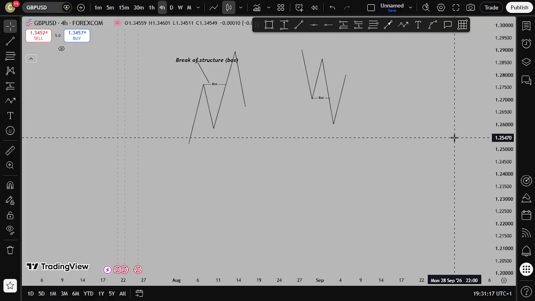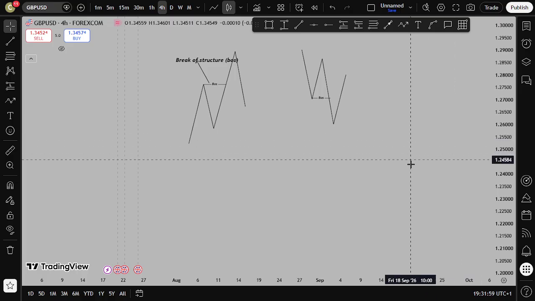Now, what is change of character? You guys might have seen it a lot. Imagine price is making higher high, higher low, higher high, higher low. Suddenly, instead of making another higher high, price breaks below the last higher low. So what does that tell you? It shows that something has changed. The first warning is called change of character. Change of character is an early warning, not a confirmation that price is reversing.